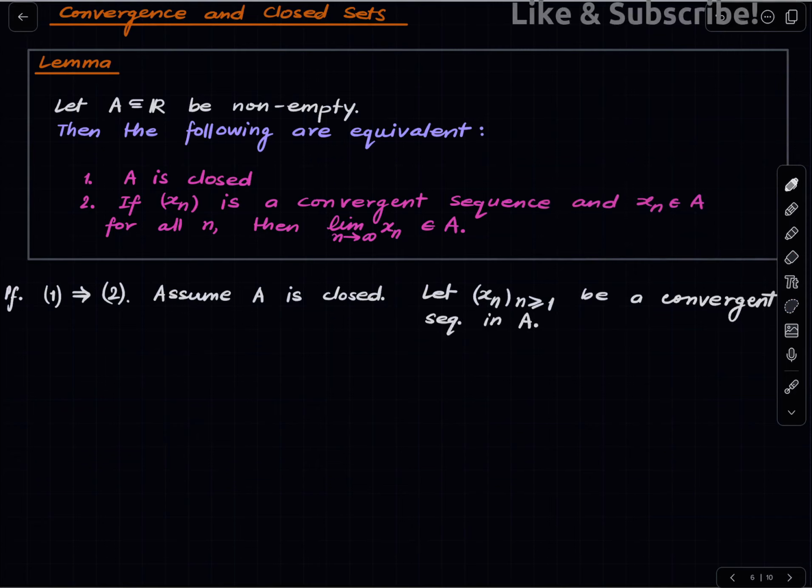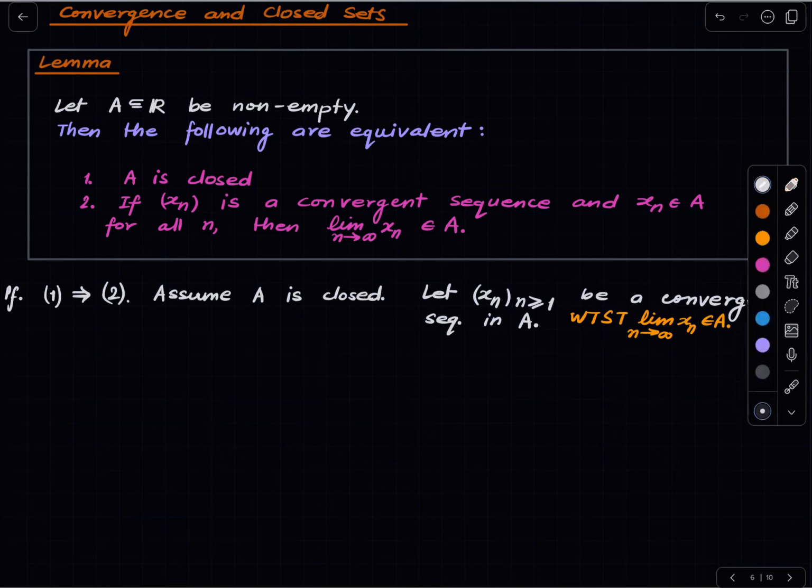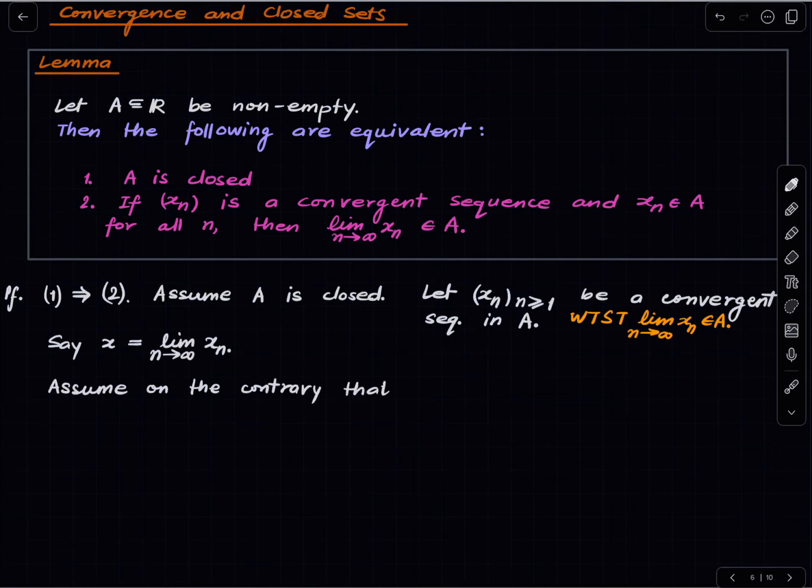Right? So we have a convergent sequence in A, and we want to show that the limit of this sequence is in A. All right, so let's say X is the limit of the sequence, just a notation, and we want to show that X is in A. All right, so if X is not in A, so assume on the contrary that X is not in A, that is the same as saying X is in A complement. Okay, X is in A complement.